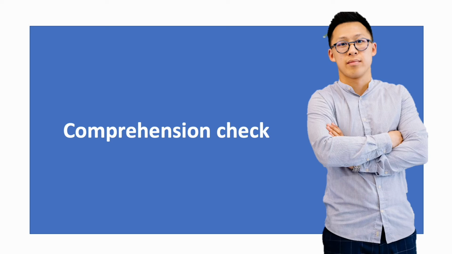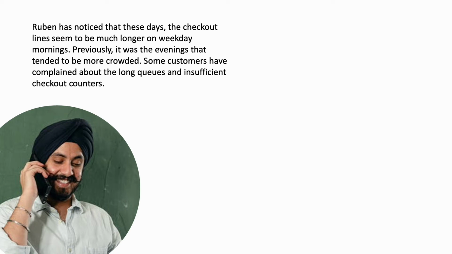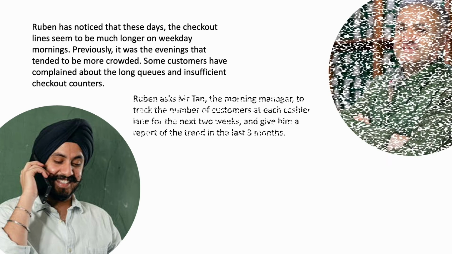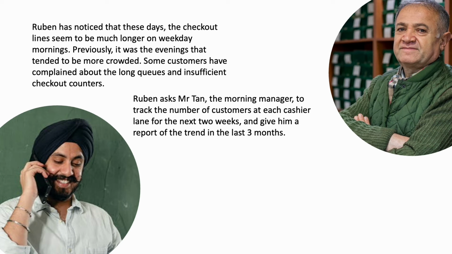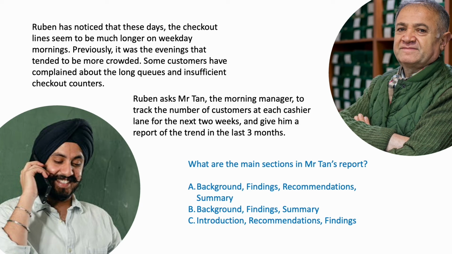Okay, let's check if you've been following us. Ruben is the branch manager for Chestnut Hypermarket. Ruben has noticed that these days, the checkout lines seem to be much longer on weekday mornings. Previously, it was the evenings that tended to be more crowded. Some customers have complained about the long queues and insufficient checkout counters. Ruben asks Mr. Ton, the morning manager, to track the number of customers at each cashier lane for the next 2 weeks, and give him a report of the trend in the last 3 months. What are the main sections in Mr. Ton's report?